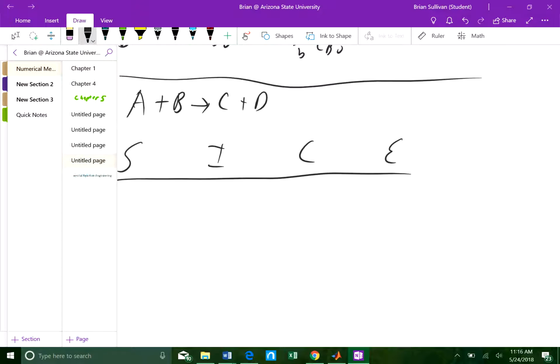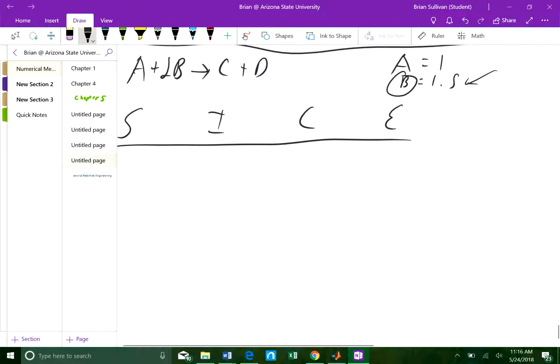So let's see. I'm going to come up with an example. I'm going to add a coefficient in here to make it a better example. Let's say that's 2. So if I had A equals 1 and B equals 1.5, what's going to happen? Which one's our limiting reactant is really what I'm asking. Well, if I feed in 1 mole of A, I'm going to need 2 moles of B to complete that. I only have 1.5. I have less than what's needed, and therefore B is the limiting reactant, right?